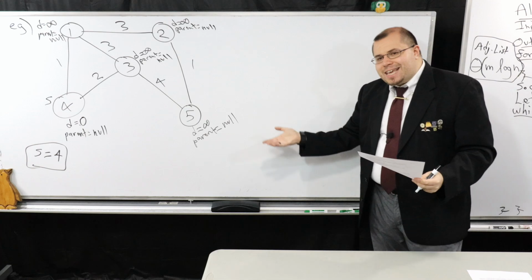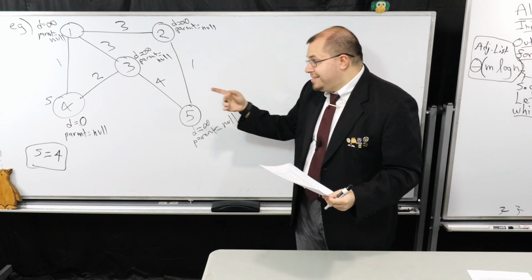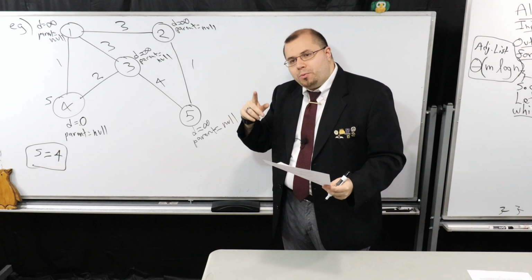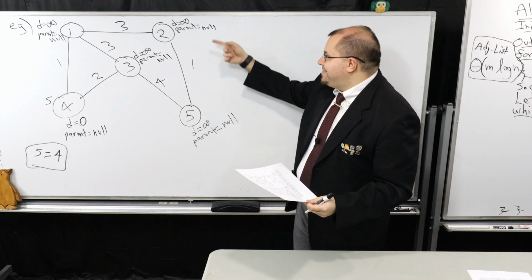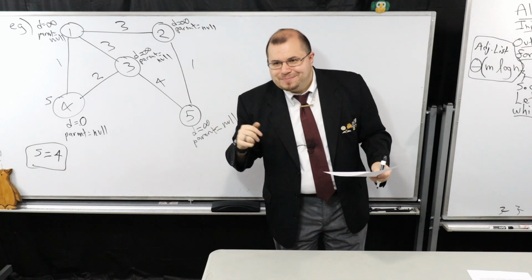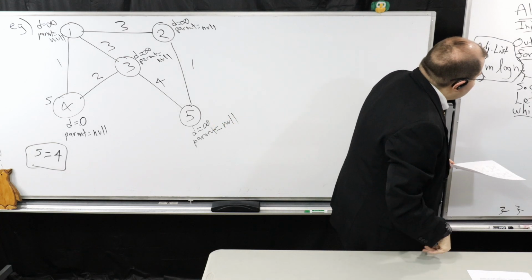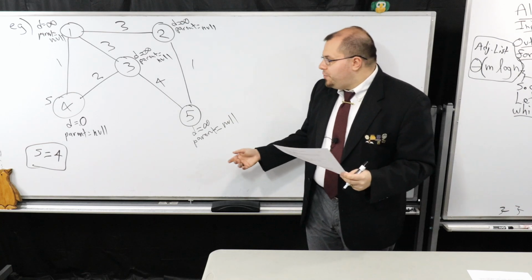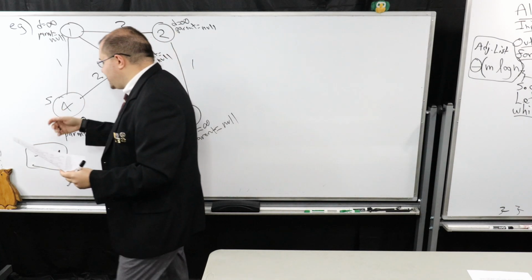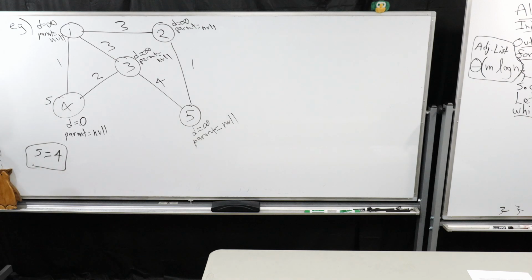And now I'm going to go through each one. Since the key in the priority queue is, in fact, these D values, the very first one I'm always going to pick is the start, because every other one has a D value of infinity. Did everybody see that? So I'm now going to remove S from my priority queue, and then go through each of my incident edges and apply the edge relaxation.